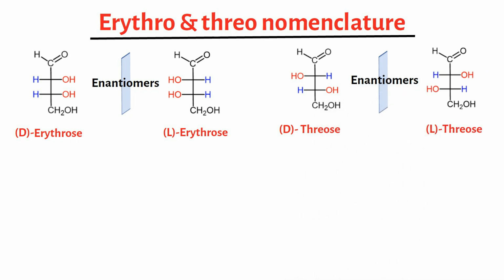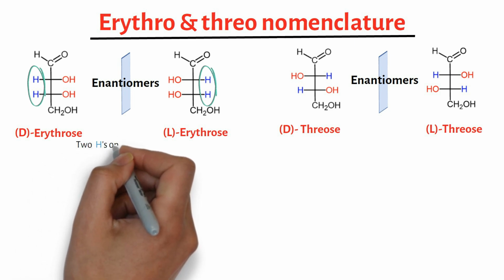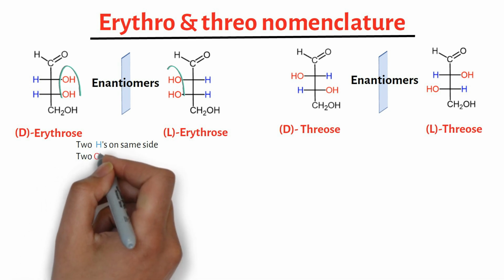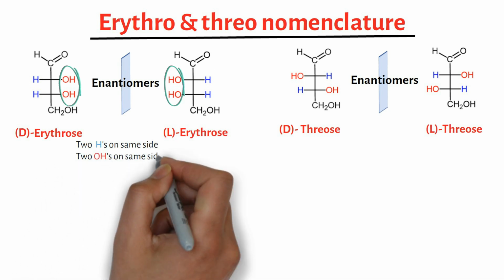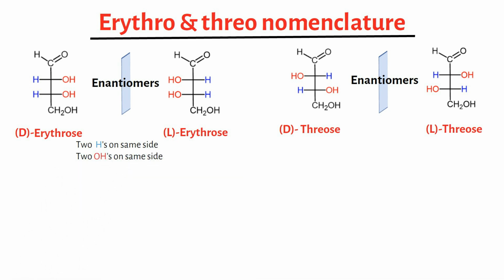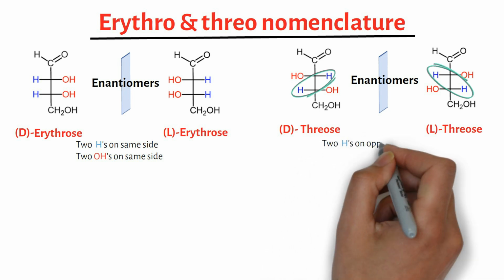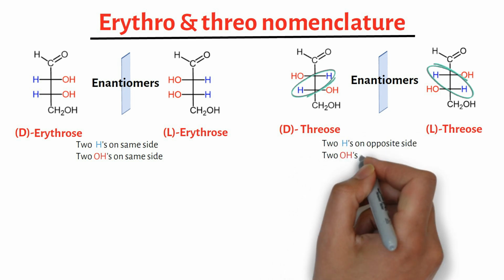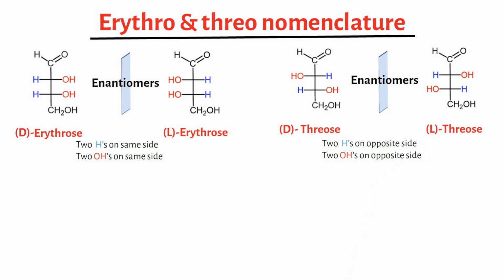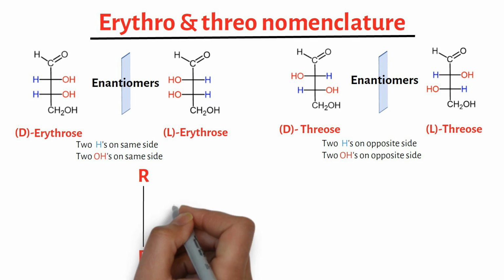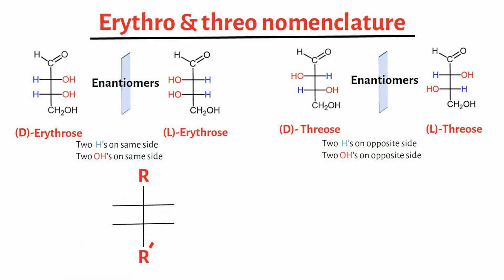Notice that in both enantiomers of erythrose, the two asymmetric carbons have 2 hydrogens on the same side. The 2 hydroxyls are also on the same side. Similarly, both enantiomers of threose have 2 hydrogens on the opposite side, as well as 2 hydroxyls on opposite sides. These names have evolved into a shorthand way of naming diastereomers with 2 adjacent asymmetric carbon atoms.